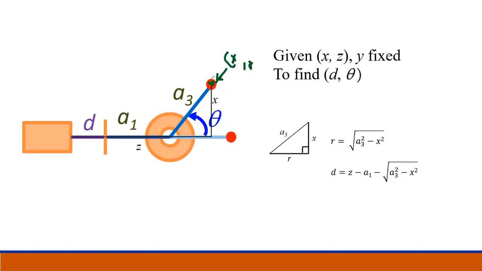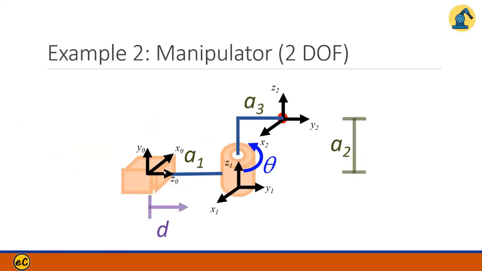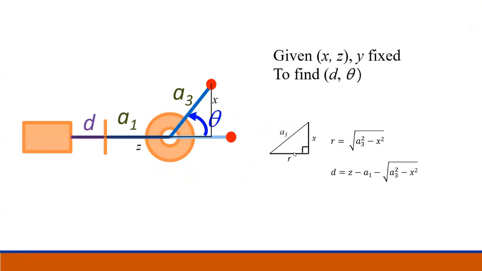This dimension is by X. Y is the vertical one. Y is fixed, because this time the Y direction is right here. So Y is fixed. Given this information, then we can calculate using the X, A3 and R. We can solve for the R number, the total length, and then you can solve for the D.